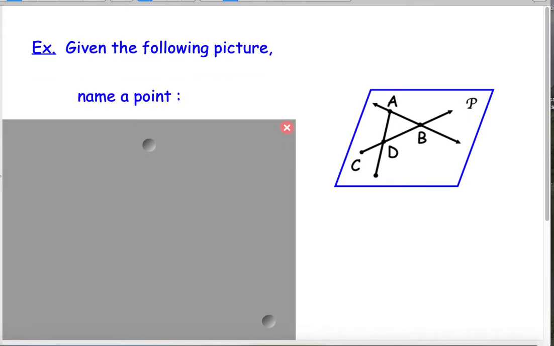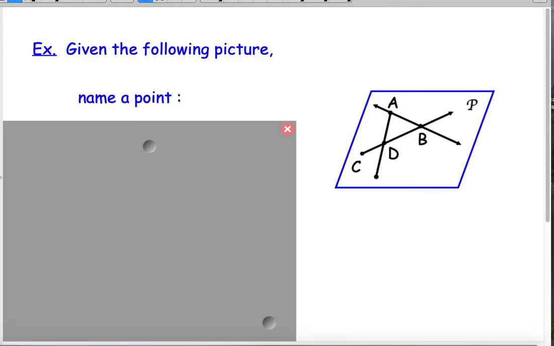So name a point. Well, there's a lot of correct answers here. So you can pick any of them. So you could say A, or you could have said B, or you could have said C, or you could have said D. Any one of those. You don't have to write all of them. It just says a point.